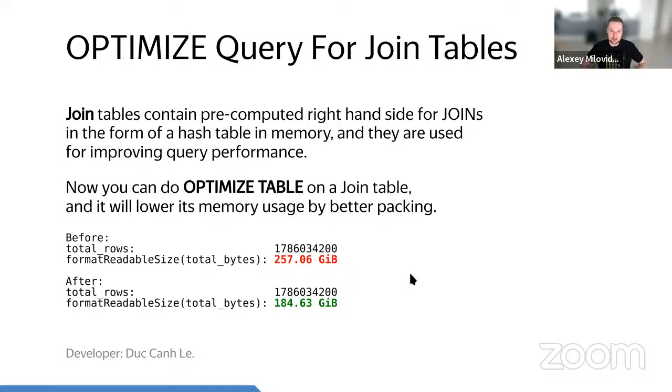The downside is that it requires a lot of memory for processing. So in the new version, there is an optimize table query, and it will shrink down the memory usage for this table. For example, before the optimize query, some table took 257 gigabytes in memory. After the optimize query, it took just 184 gigabytes. Quite a decent improvement with just a single command.